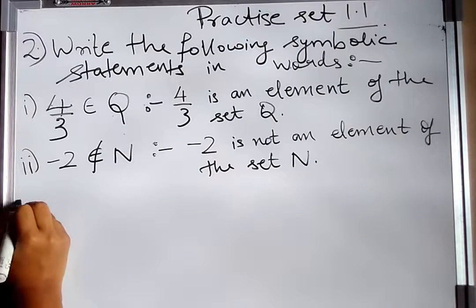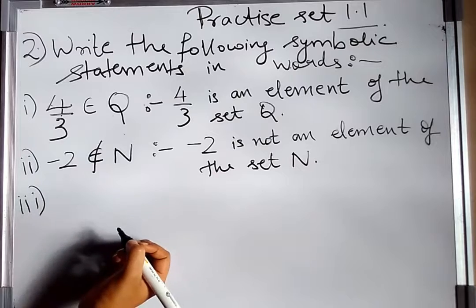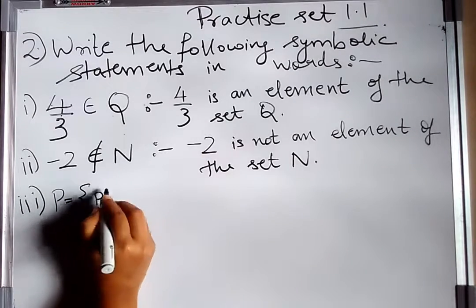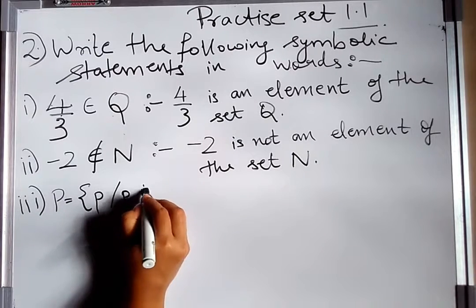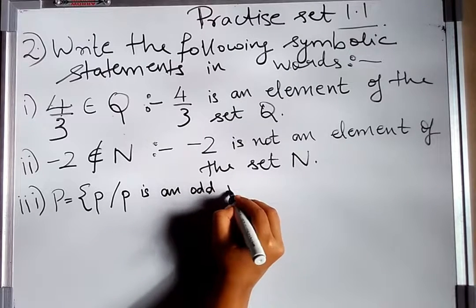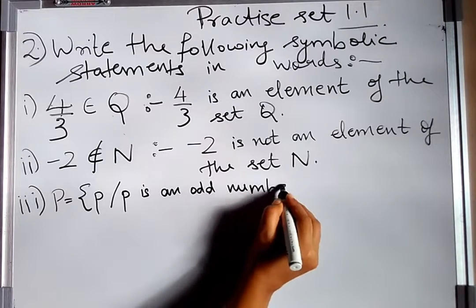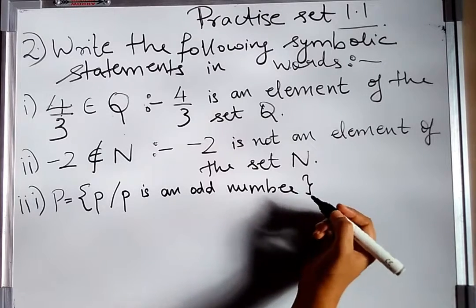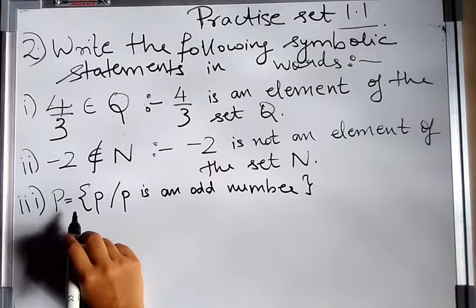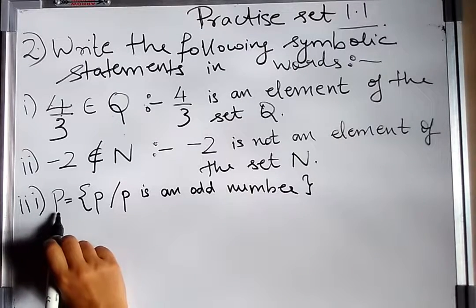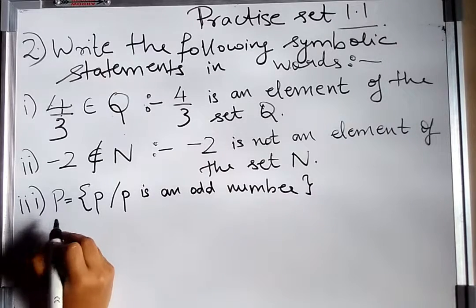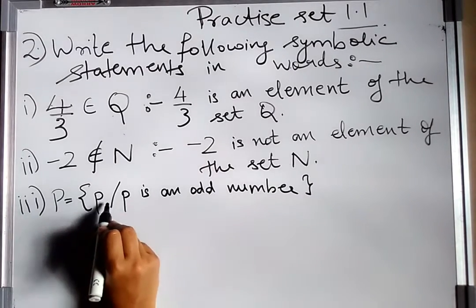Okay. Now third one is P. They have given a set P and they have represented it using rule method. P is an odd number. Now I need to write it in words. So to be precise, one way to write it is I can just say that capital P is a set of odd numbers. But we have to be precise and we need to write every detail.